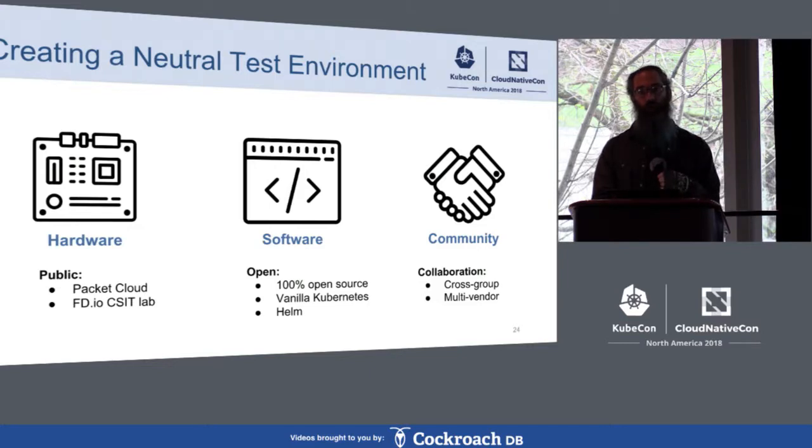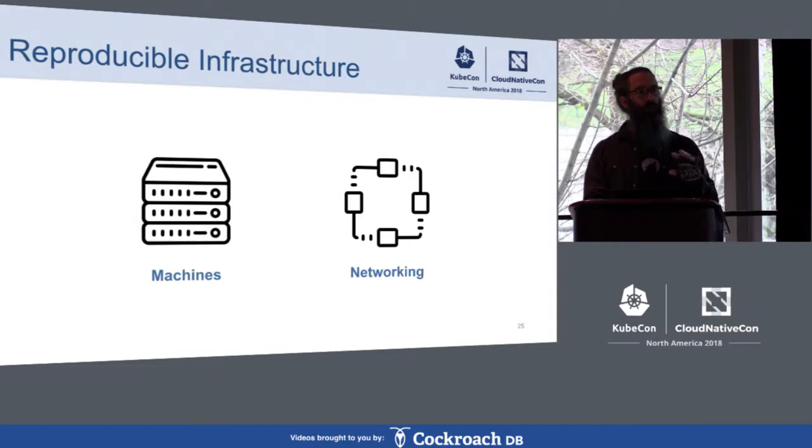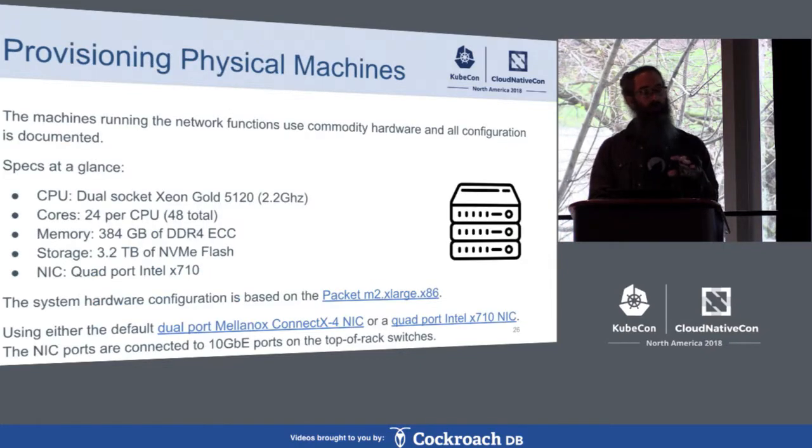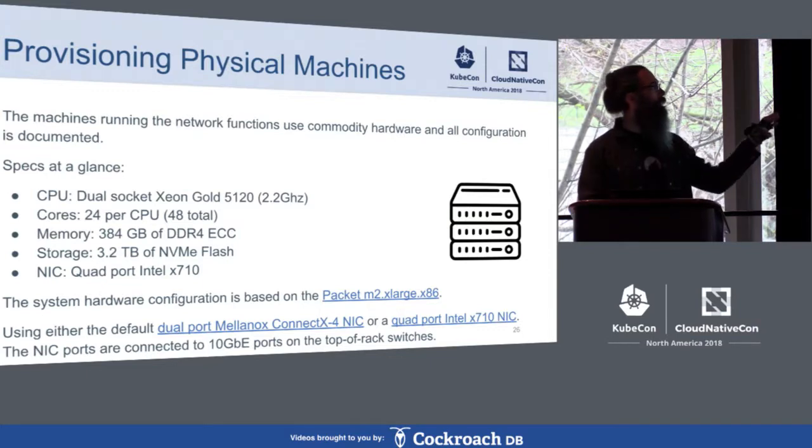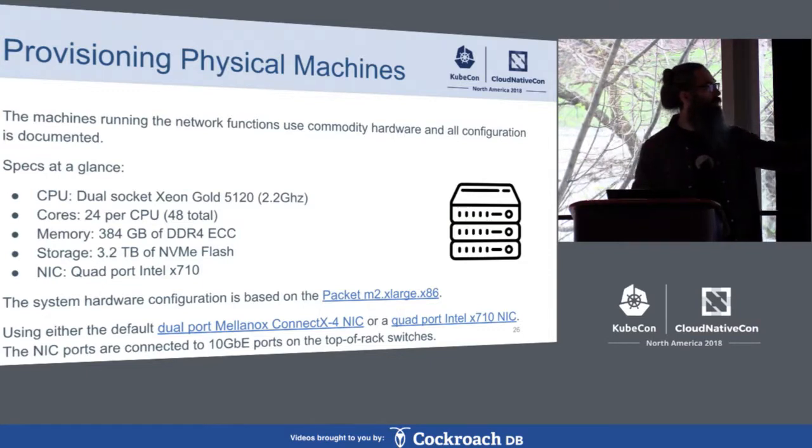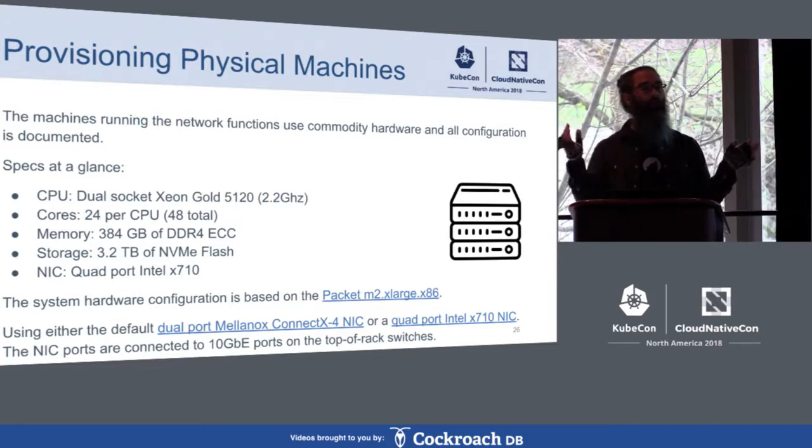Kubernetes Network Service Mesh, the FDIO project for VPP software and other things. Once we have that as our target, how do we make reproducible infrastructure? So servers, switches, setting up all the networking and connection. On the servers themselves, this is an example of Packet, so a lot of content here. This would be one of the machines, this M2 extra large. It happens to be a Dell.